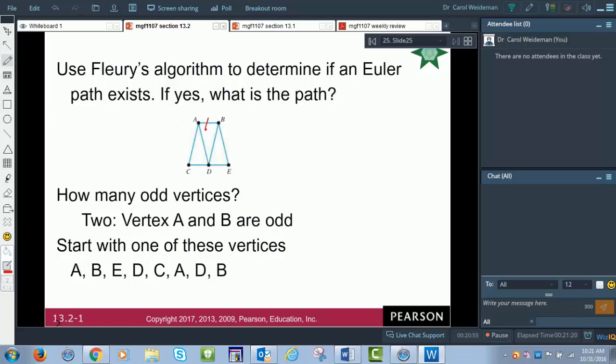So if we go from A, B, so again, I'm going to use my pencil and cross out. So I went A, B, B to E, E to D, D to C, C to A, A to D, and D to B, and I end up back at B. Oops. And again, I also could have started at B. There will also be a Euler path there if I started B. And I'll end that time at, notice again, I started the first time at A and ended at B. If I start at B, I'll end at A.